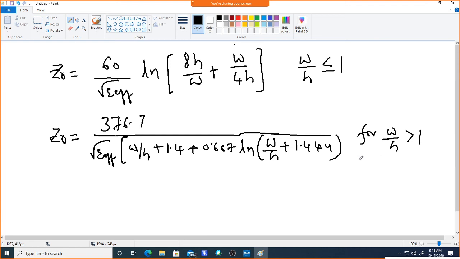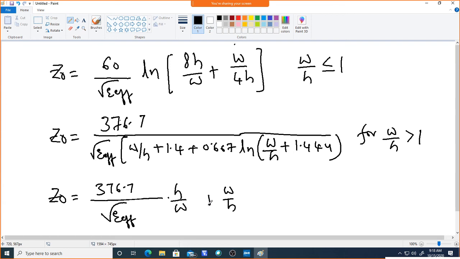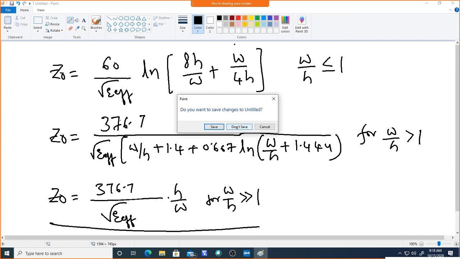If it is far greater than 1, then we can approximate this equation, which is equal to 376.7 divided by root effective epsilon into h by w. So this is for w by h far greater than 1. These equations you can use to find the impedance of the ring. If the characteristic impedance is not given, you have to find it this way. And similarly you have to find the effective epsilon.